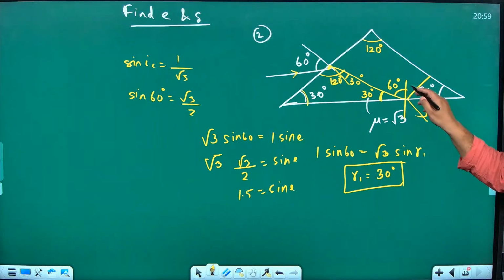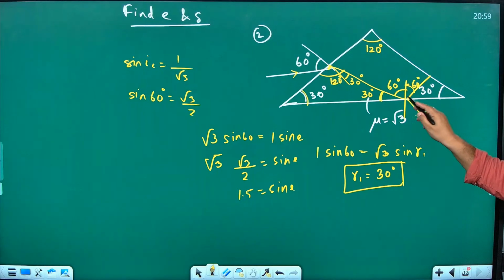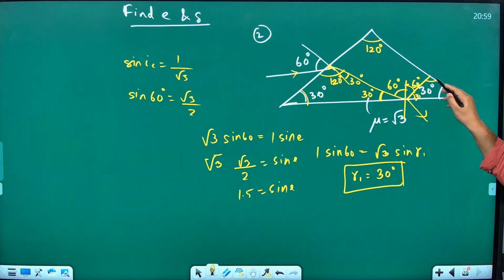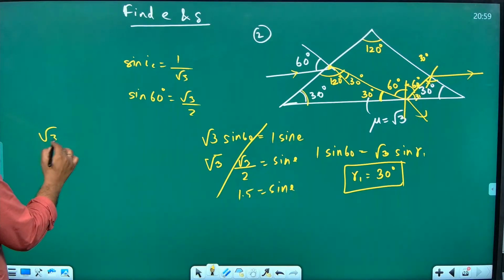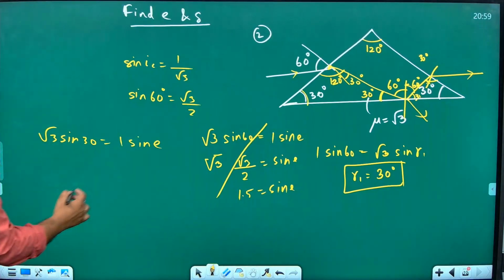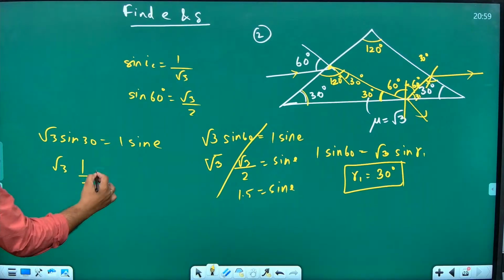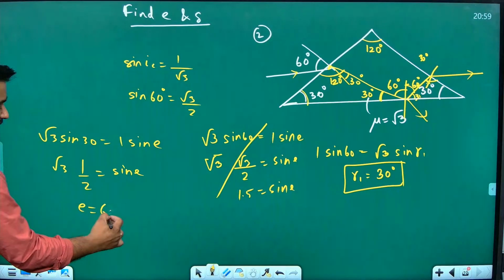And it will make how many degrees? 60 degrees here. Now it will go and this will be 30 degrees. This is 30, this 30, this will become 120. So here I will draw the normal. This will become 30. Now I will find the angle of emergence. The earlier one was not applicable. So it will become root 3 sine 30 is equal to 1 sine E. Root 3 into sine 30 is how much? 1 by 2 is equal to sine E. So what did we get for E? 60 degrees. This is correct.